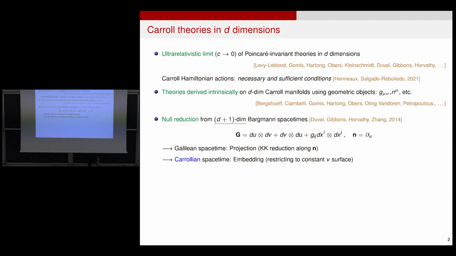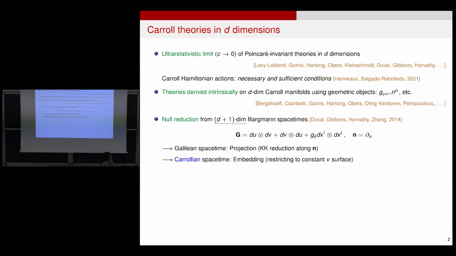So let's say we know some Poincare invariant theory in d dimensions. We can get its Carrollian counterpart by taking the c goes to 0 limit. And there have been many works on this c goes to 0 limit of Poincare theories. There are too many people to name here, and as you can see, I gave up after some point.